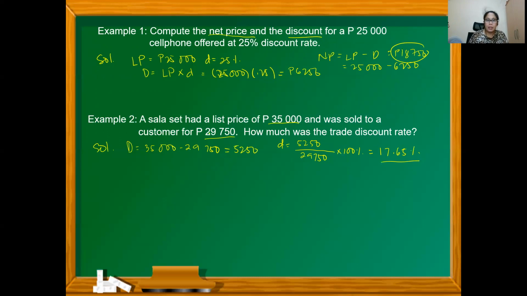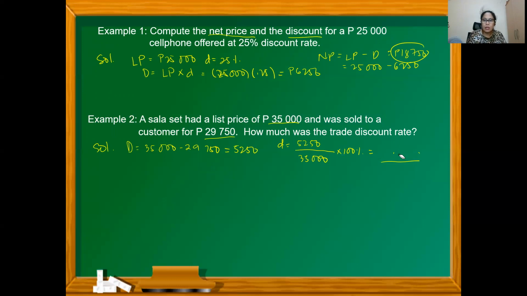So again, the list price is 35,000 and the net price was 29,750. So from 35,000 we less 29,750, we have 5,250 as the discount, and we divided that. Oh, it has to be 35,000 instead of 29,750 because it has to be over the list price. So this must be over 35,000 pesos, and this must be wrong as well.